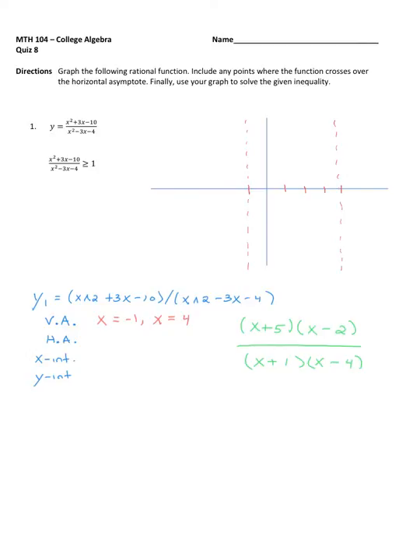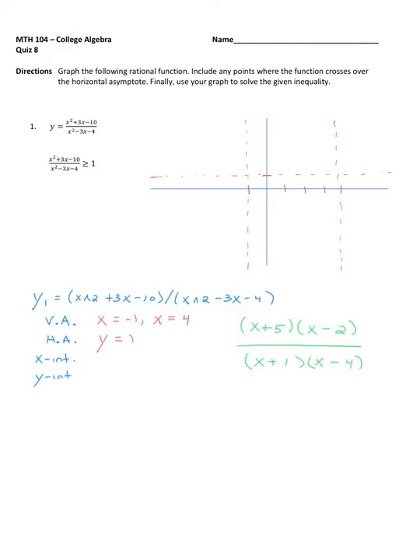Now the horizontal asymptote is going to be y is equal to 1. And that doesn't come from the factored form, that comes from this equation up here. I see there's a 1x squared and a 1x squared. The ratio of those two numbers is 1. So I will put in y equals 1 as a horizontal asymptote.